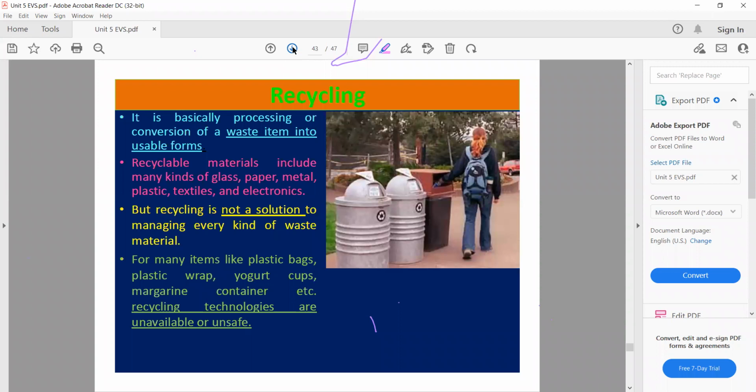Next is recycling. It is basically the processing or conversion of waste items into usable forms. The waste items are converted to usable forms. Recyclable materials include many kinds of glass, paper, metal, plastic, textiles, and electronics, right? But recycling is not a solution to managing every kind of waste material, right? For many items like plastic bags, plastic wrap, yogurt cups, margarine containers, etc., recycling technologies are unavailable, or they are unsafe.